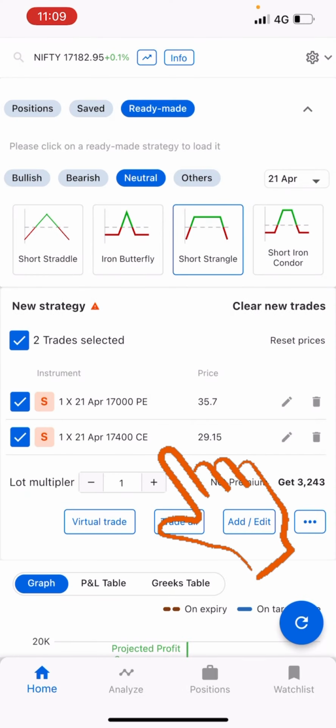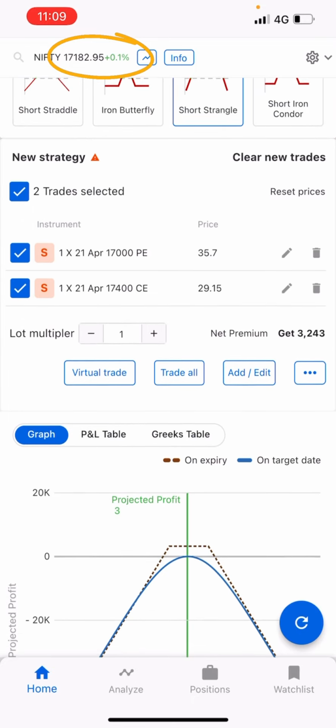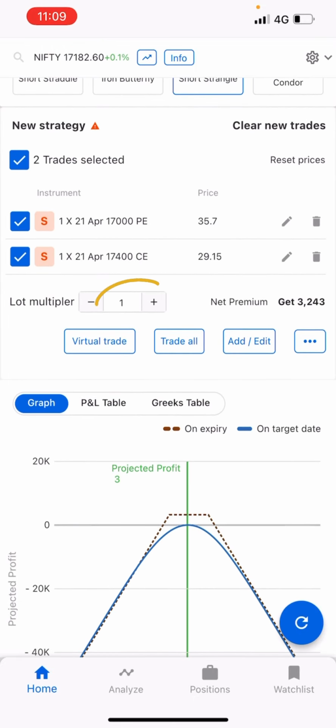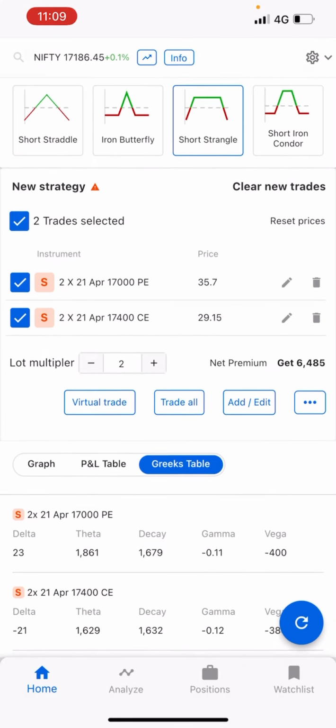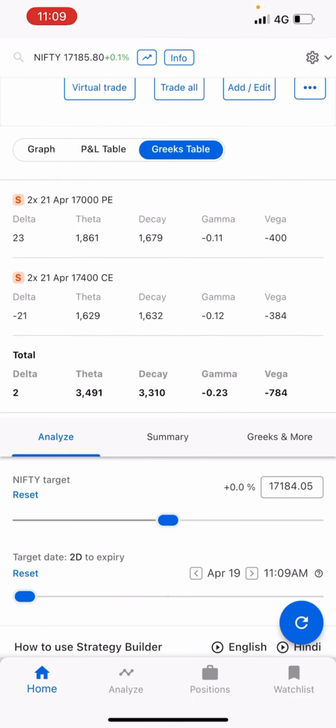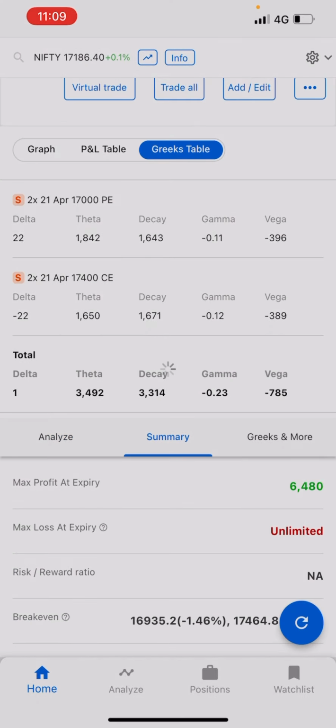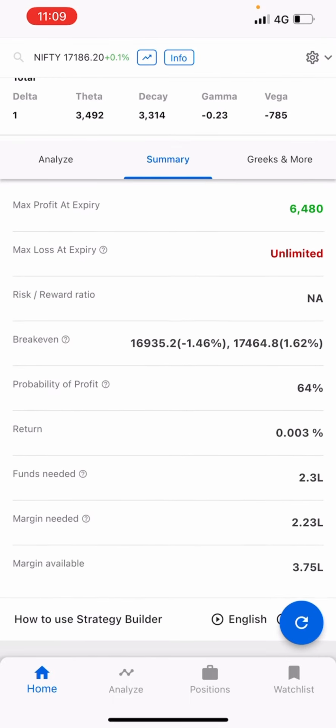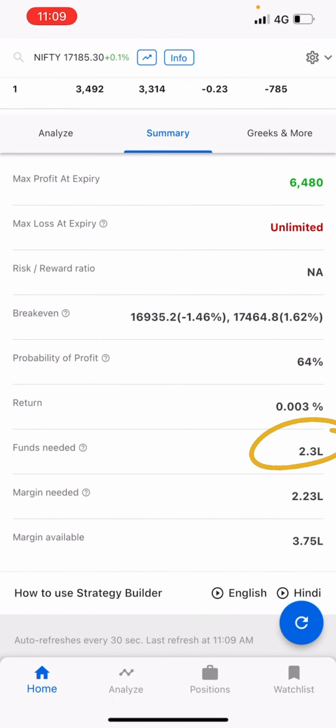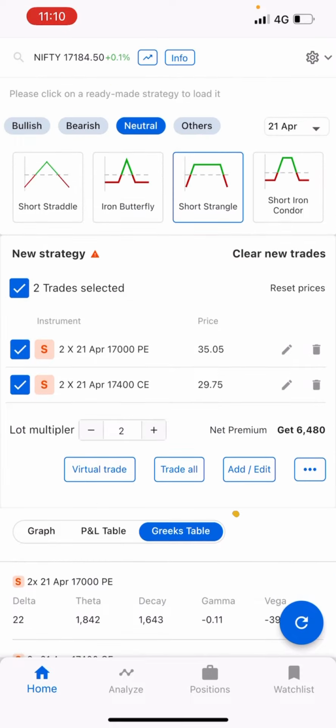The tool has already selected the 17,000 put side and the 17,400 call side, which is roughly 200 points away from the spot price, and I increase the lot size from 1 to 2, which is 100 quantity. This shows a max profit of 6,485, and I have used a capital of 2.3 lakhs to execute this order.